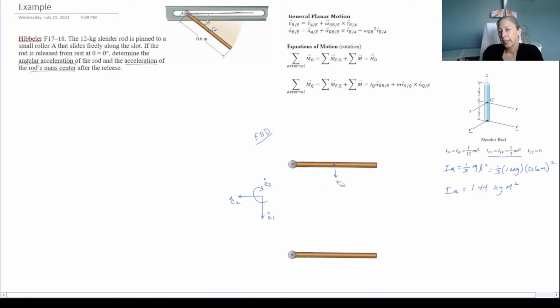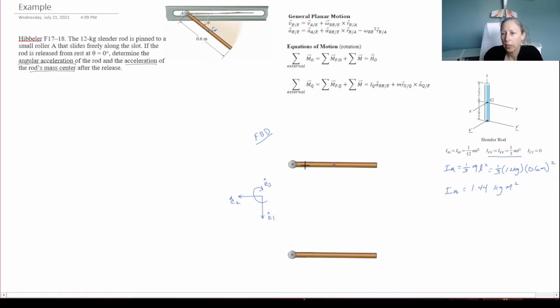I'm not going to add any other reference frames in this case. You could, especially because you're probably anticipating curvilinear motion, and when we have curvilinear motion, we often add either polar coordinates or normal tangential components. You could do that in this case, but you really don't need to. So I'm just going to work with this E1, E2, E3 reference frame. Okay, and then I'm going to add my forces and my moments.